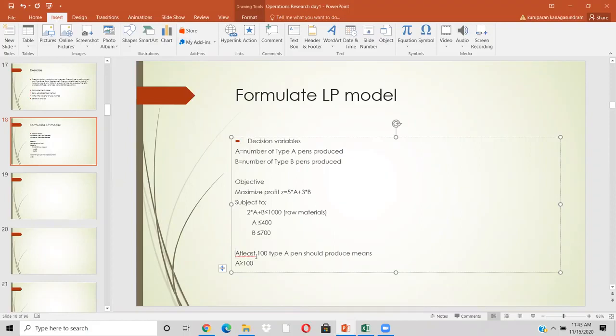Clearly understand what is at least and at most. At least means this is the minimum amount you have to produce. At most means that is the maximum. So if the minimum amount we can produce is 100, anyhow we have to produce 100 or more pens. Can you understand?